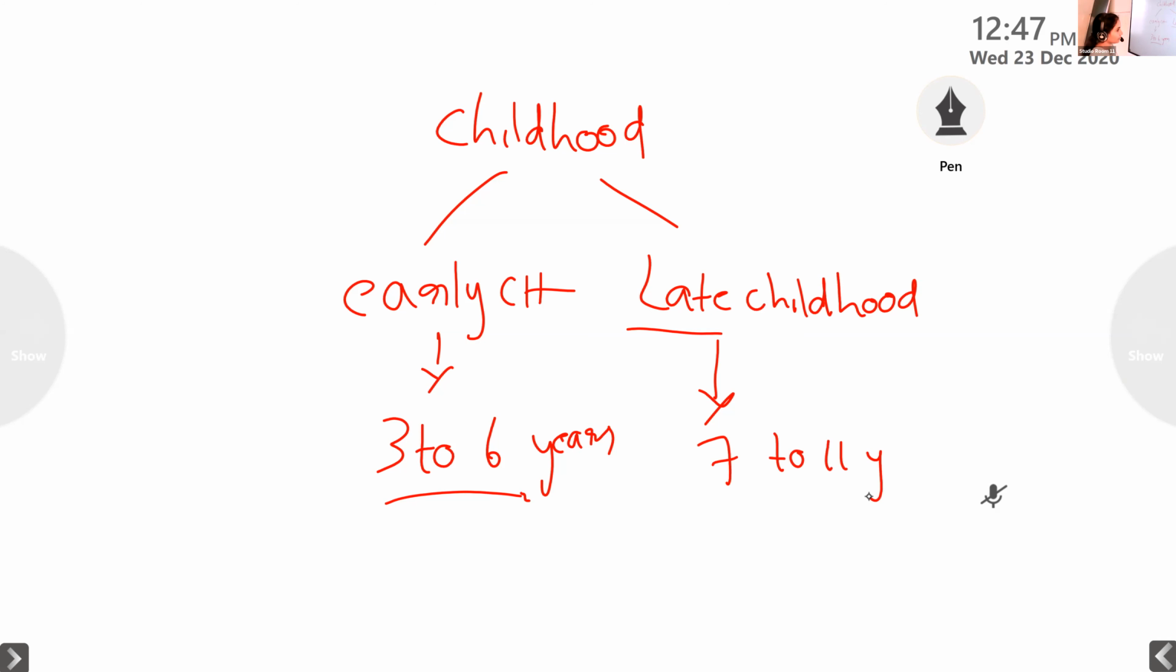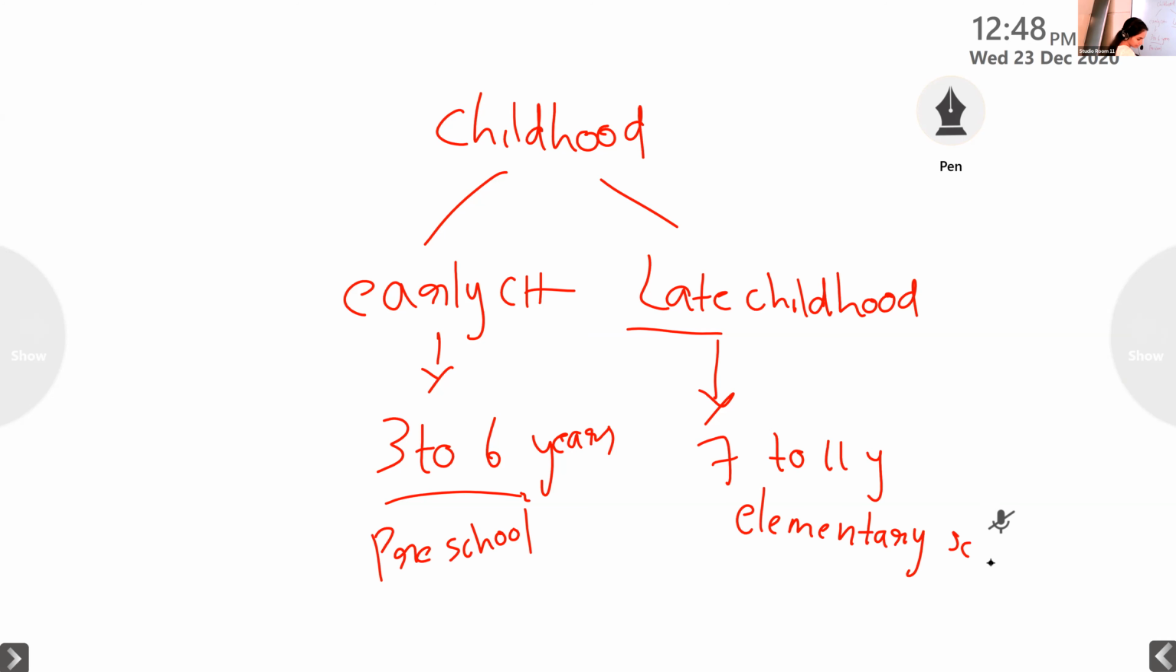Early childhood is the period of preschool. Here it is the elementary school. Okay. In early childhood, basically the children are the preschoolers, and in the late childhood, they are the elementary schoolers.